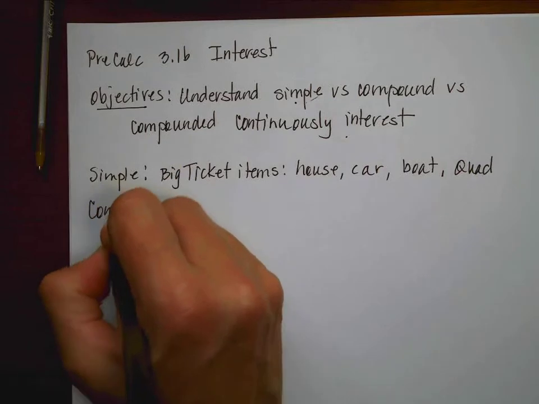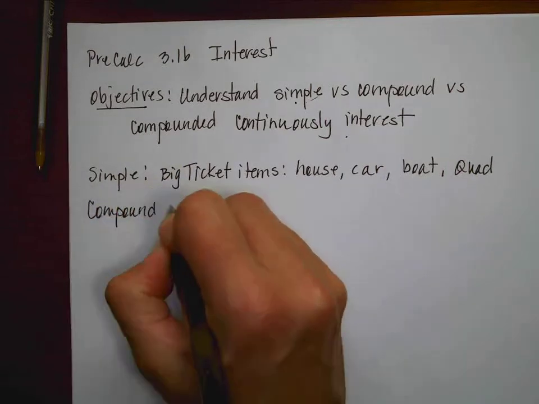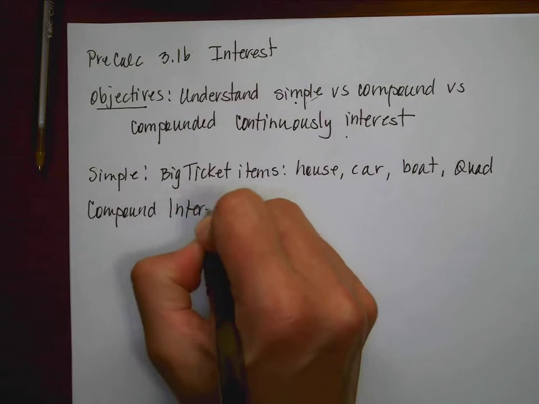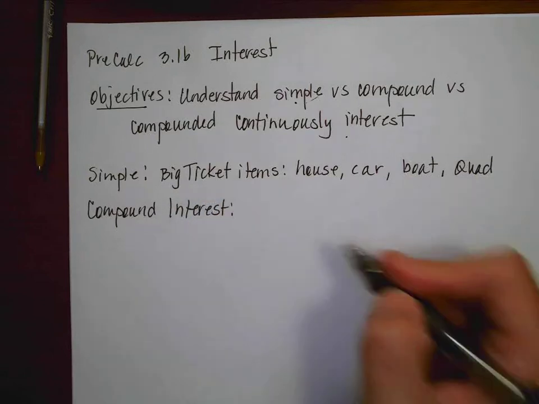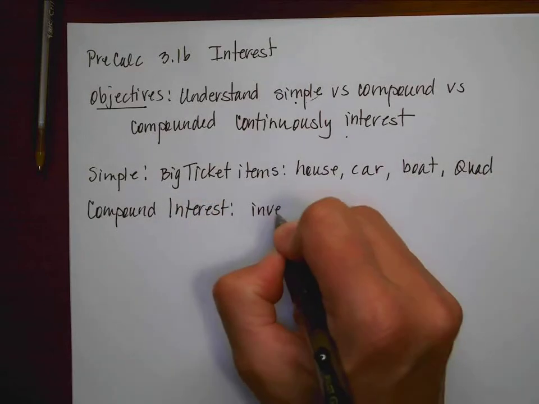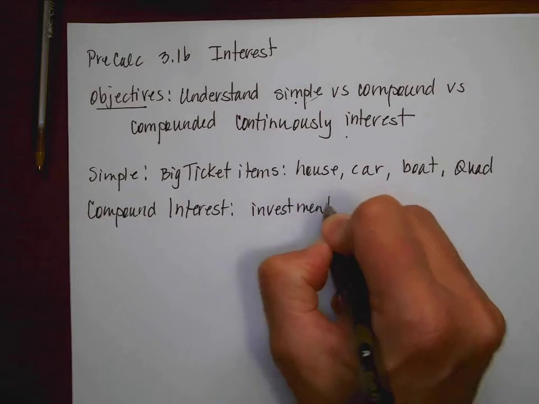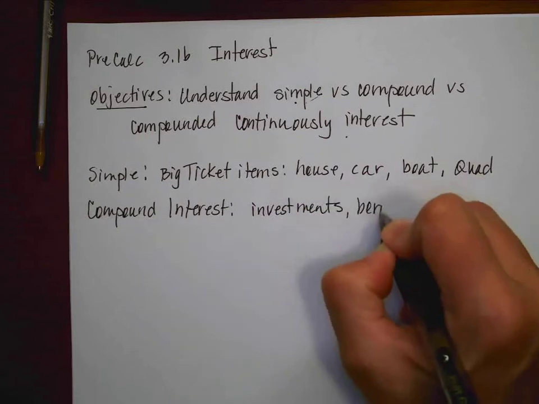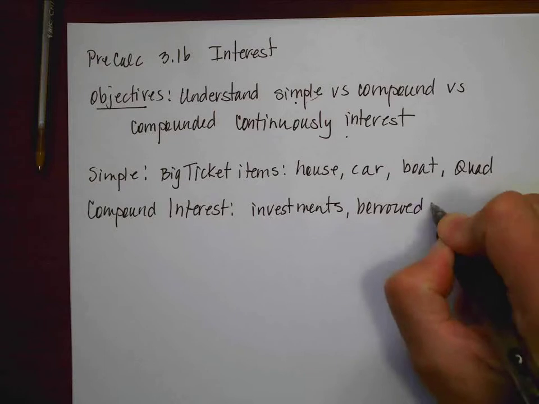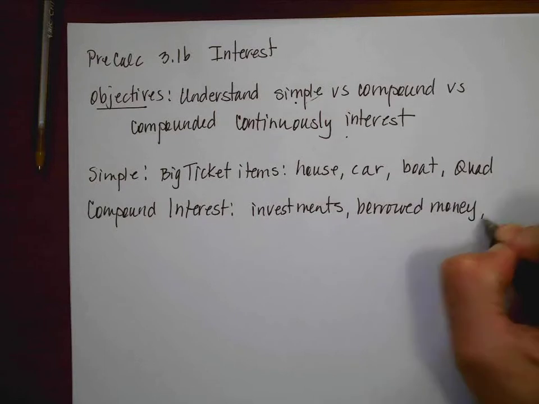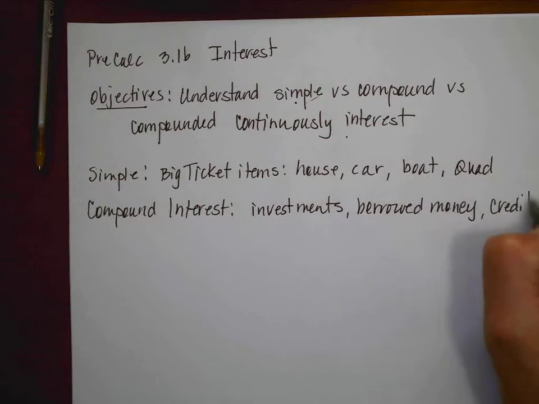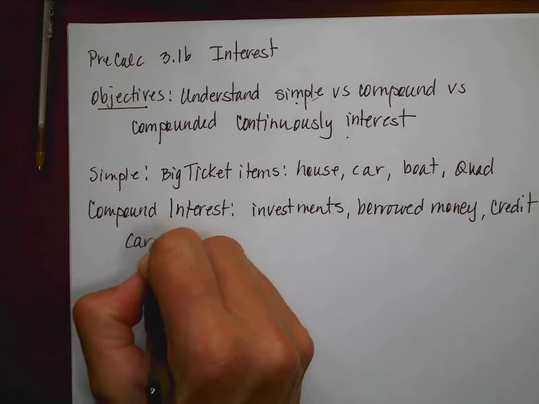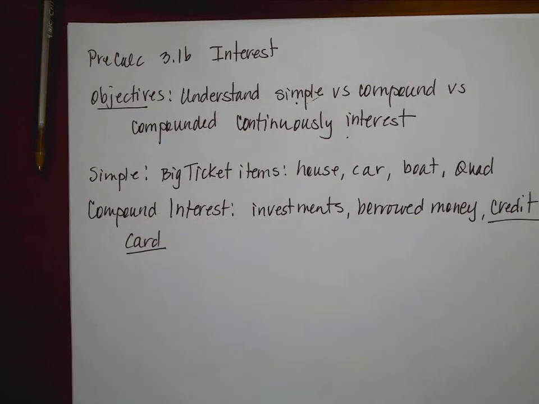Compound interest, on the other hand, and it's calculated completely differently, you'll see why in a minute, are investments maybe, or you've borrowed money, or it is credit cards. And this is the one that gets a little bit scary, and we will talk about this one.